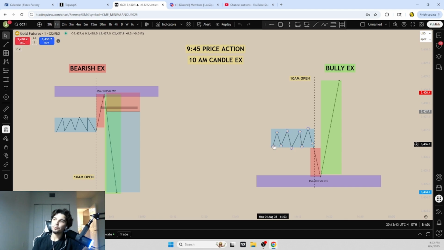You'll start to see chop. Again, not every day, but it'll happen most of the time. So we start chopping around a little bit. What happens at 10 a.m.? Well, if we want to go long, what do we want to see? We want to see an open low, high close.